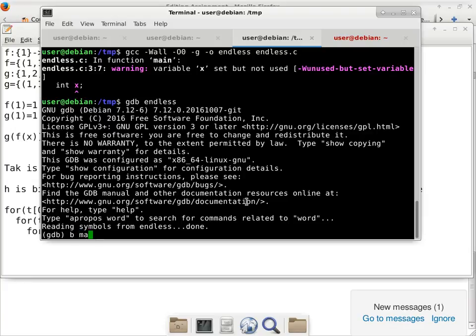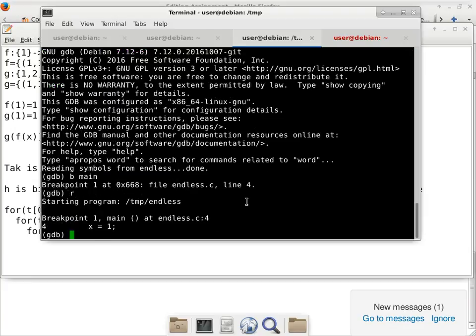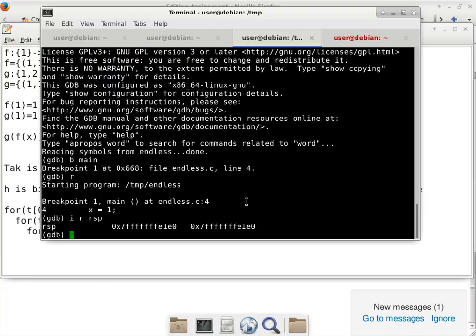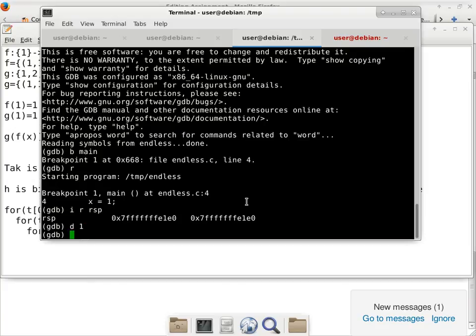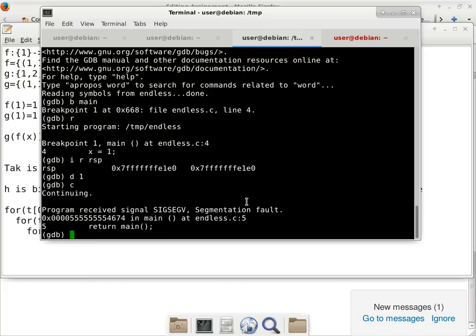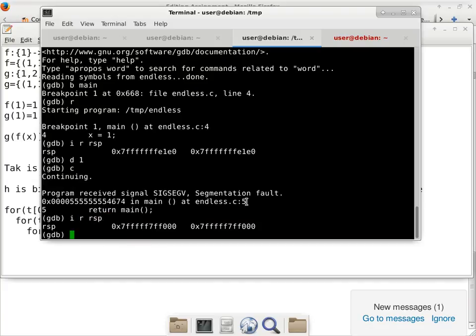Okay, put a breakpoint on main, run the program, info registers rsp, look at the stack pointer, and then delete the first breakpoint, continue execution until it crashes, print RSP again, or info registers rsp. Now we are seeing a big difference.